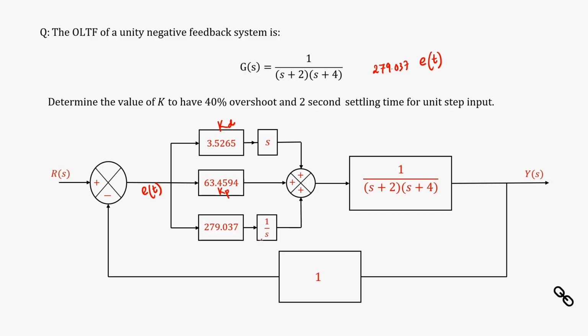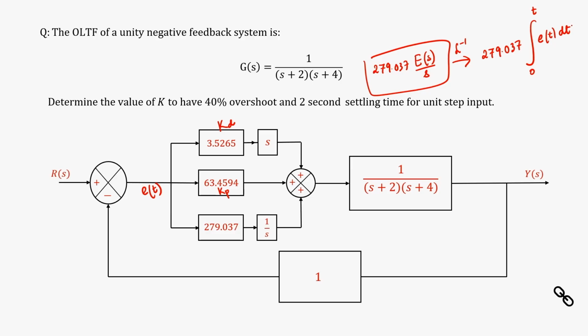Now, what is the meaning of 1 by s? You see, okay, let me write it down in Laplace domain. So, basically we are doing this, right, E(s) by s, this is what we are doing. Now, if you take a Laplace inverse of this, what will you get? You will get 279.037 E(s) by s, that is nothing but 279.037 times the integral from 0 to t of e(t) dt. This is what Laplace inverse will look like.